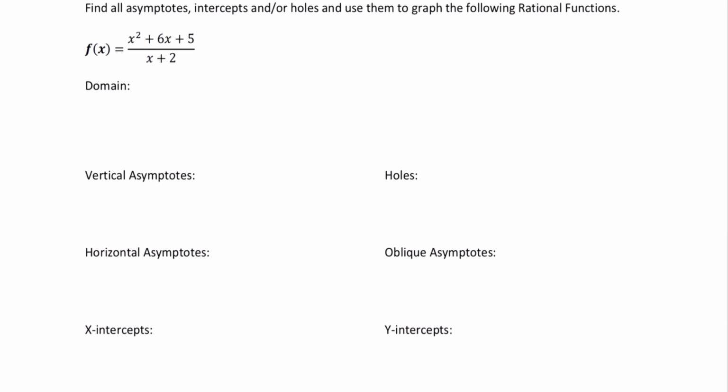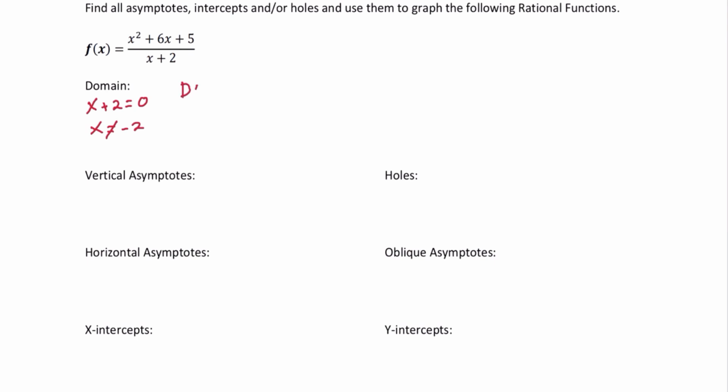Let's find all asymptotes, intercepts, and/or holes and use them to sketch the following rational function. Up first, we'll find the domain. To find the domain, we set the denominator equal to 0 and solve. We get x equals -2. And actually, we're going to say x is not -2, because that's a domain restriction.